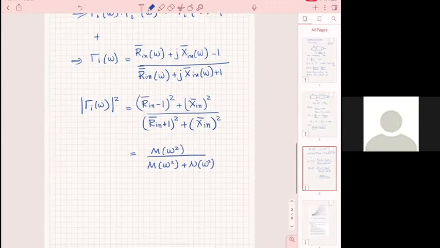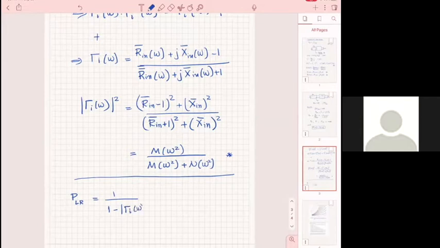Okay, so that's what we found, which is very interesting. The details are in my notes, but the final outcome is going to be very important. It tells us that if we take this expression and plug it into the insertion loss ratio, which is 1 over 1 minus gamma sub I of omega squared, what you find is that this is equal to 1 plus a simple ratio of these two functions.